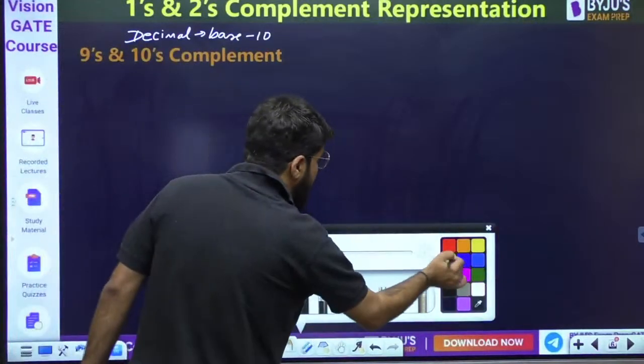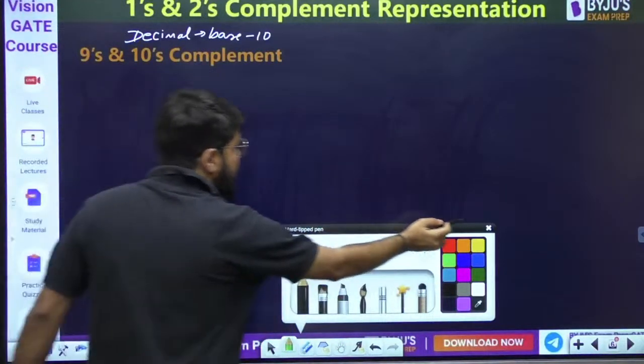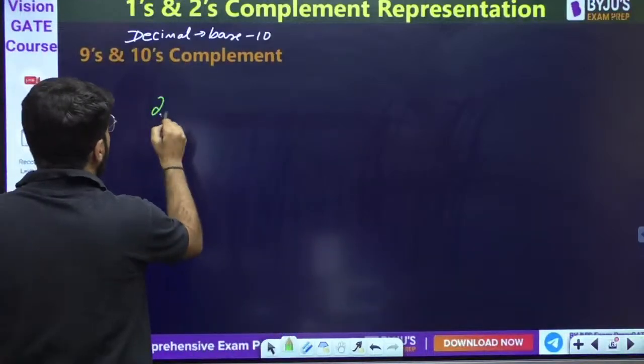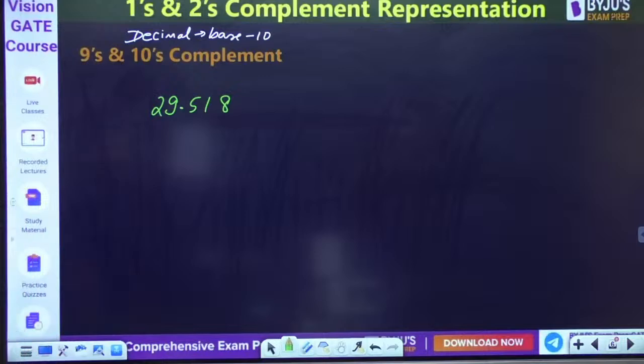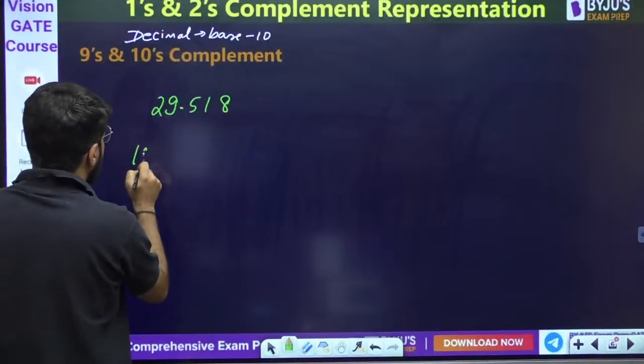Suppose there is a number given to you, say the number I have just taken, 29.518. Let us focus on that only. So what is the 10's complement?